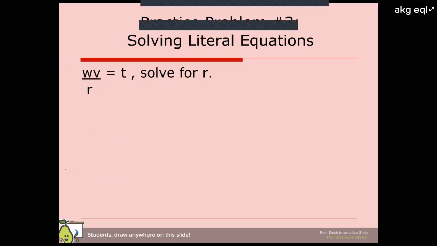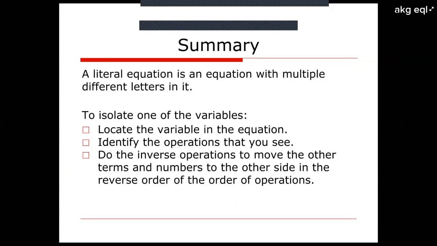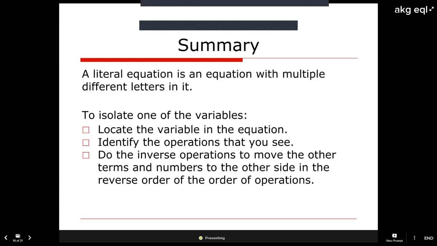Yeah, so moving along. So to sum up our lesson for today, a literal equation is an equation with multiple different letters in it. To isolate one of the variables, first you're going to locate the variable in the equation. And Mr. Emblich and I both highly recommend you circle or highlight, do something to make that variable stand out so that you remember which thing you're trying to get by itself. You're going to identify the operations that you see, and you'll do the inverse operations to move the other terms and numbers to the other side in the reverse order of the order of operations. So it's a lot like a regular equation, except at the end you're going to have a letter equals and there'll be a whole bunch of stuff on the other side. It won't just be a number now.